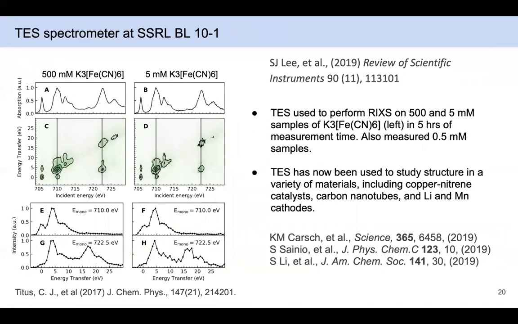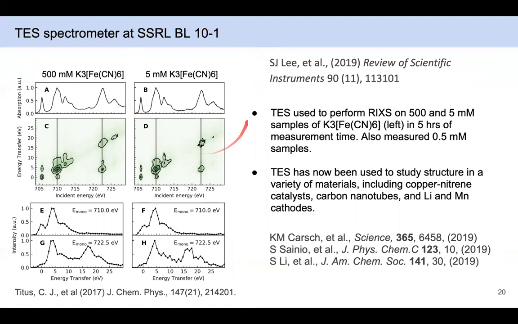At 10.1, the main scientific disciplines are bioscience, catalysis, condensed matter, material science. For a good overview of the TES spectrometer's capabilities, I'd point you to this paper in RSI. And I just wanted to show a couple examples of RIXS planes that have been measured with this instrument.